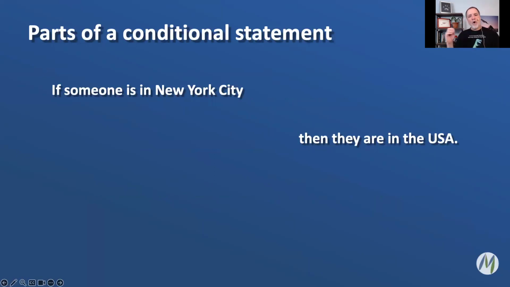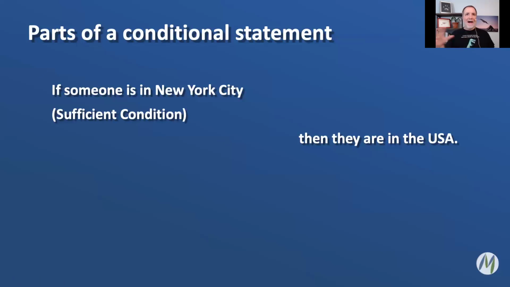So let's talk about the parts of a conditional statement. There are two parts to a conditional statement. The if part is called the sufficient condition. And the reason we call it the sufficient condition is that the if part by itself is sufficient to guarantee the other thing. What we mean by sufficient is that it all by itself is enough to guarantee the other thing.